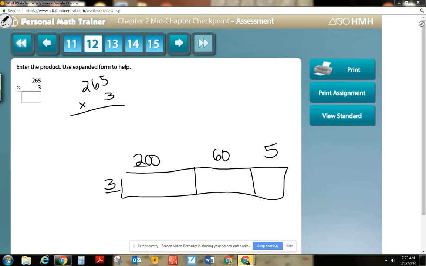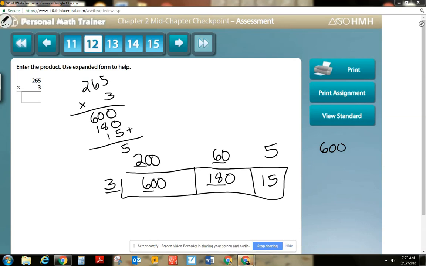So 3 times 200 is 600. 3 times 6 tens is 18 tens. 3 times 5 is 15. Now, please don't just add across to it. Please rewrite it. And you can actually rewrite it just like this. 600, because 3 times 200 is 600. 3 times 60 is 18 tens. And then 3 times 5 is 15. We can add those together. And our final product is 795.